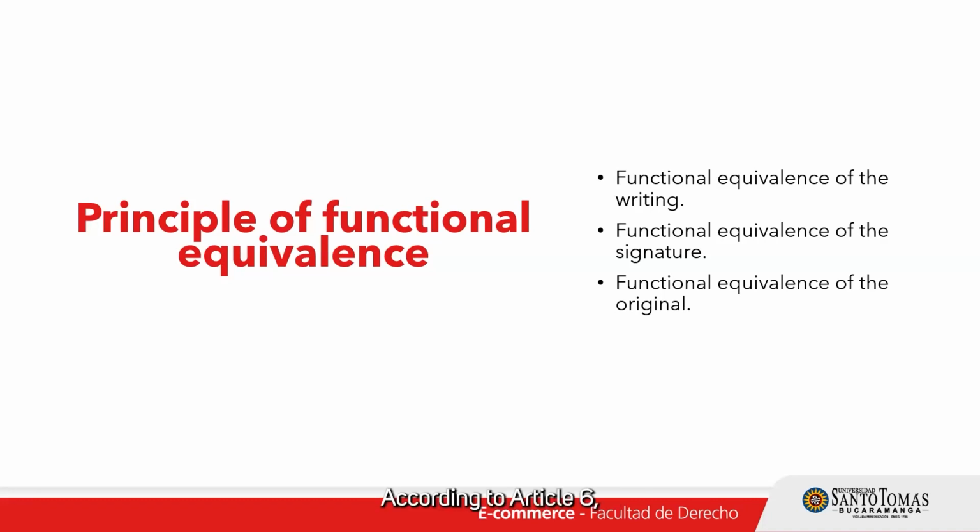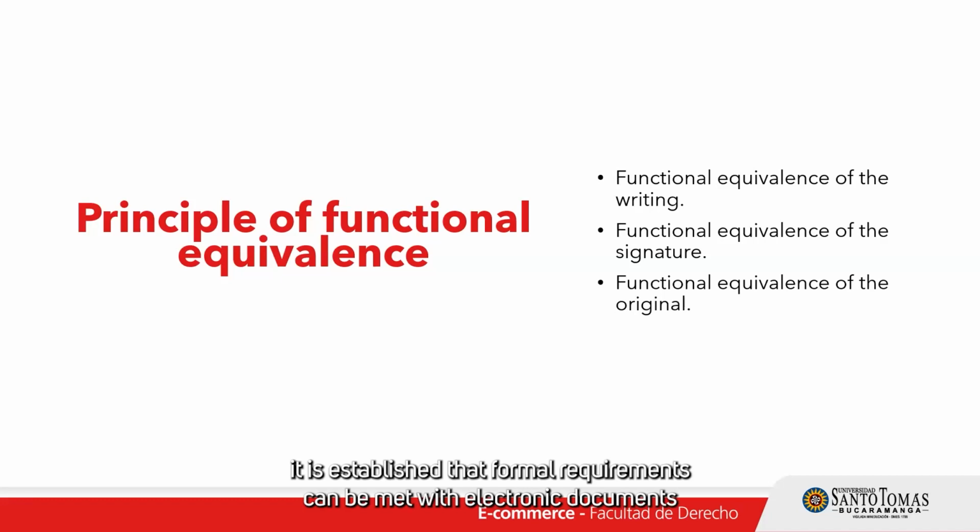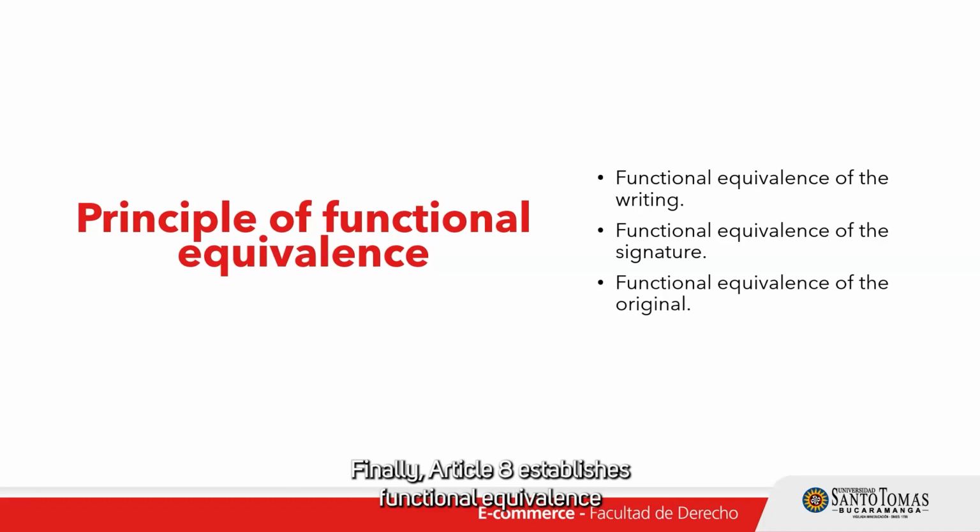According to Article 6, it is established that formal requirements can be met with electronic documents as long as they are accessible and preservable. Article 7 recognizes the functional equivalence of electronic signatures, provided that they perform the functions of a handwritten signature. Finally, Article 8 establishes functional equivalence between originals and copies of electronic documents, provided that the copy is accurate to the original.